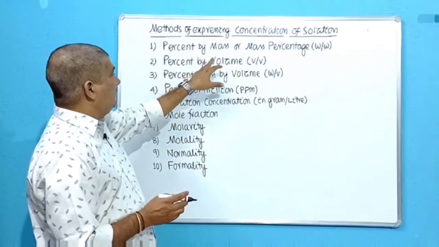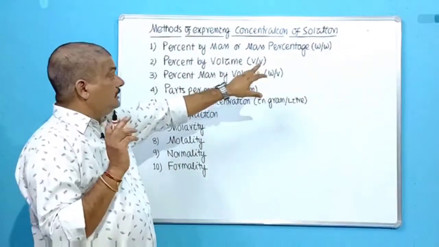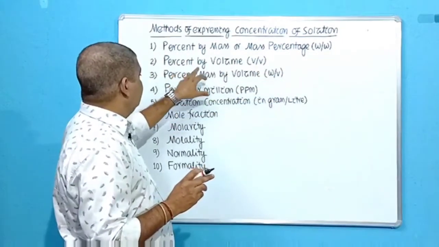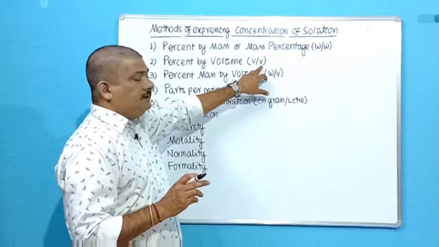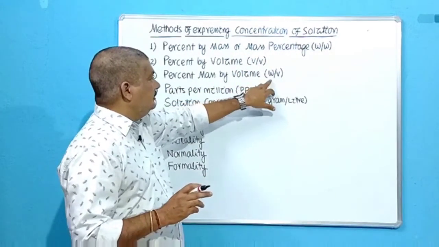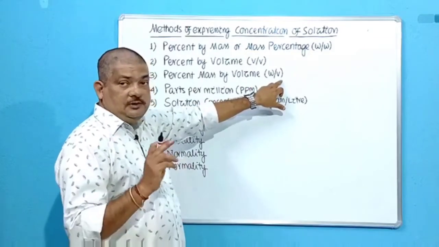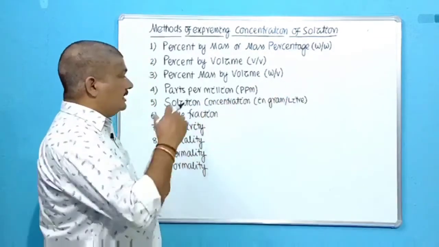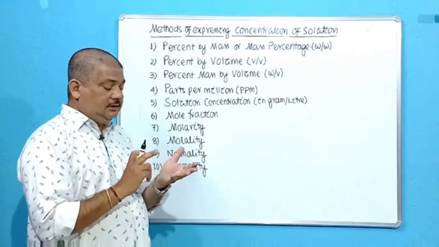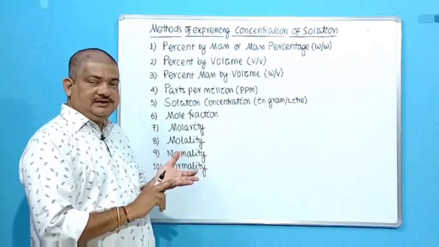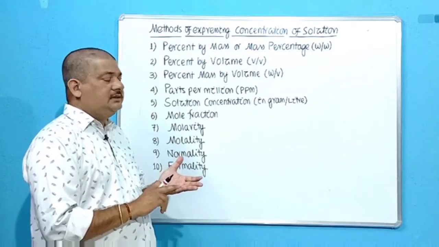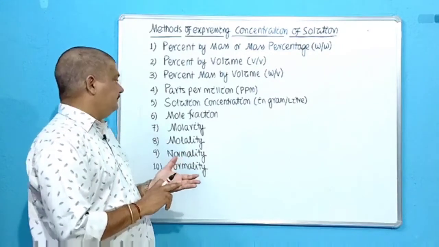So there are various ways. What are they? Percent by mass or mass percentage, that is W by W, that means mass by mass. Then percent by volume, that is V by V, volume by volume. Then percent mass by volume, that means mass by volume. W for mass, V for volume. So there are three ways in which we can express the percentage composition: either weight by weight, that is mass by mass, then weight by volume, that is mass by volume, then volume by volume, V by V.